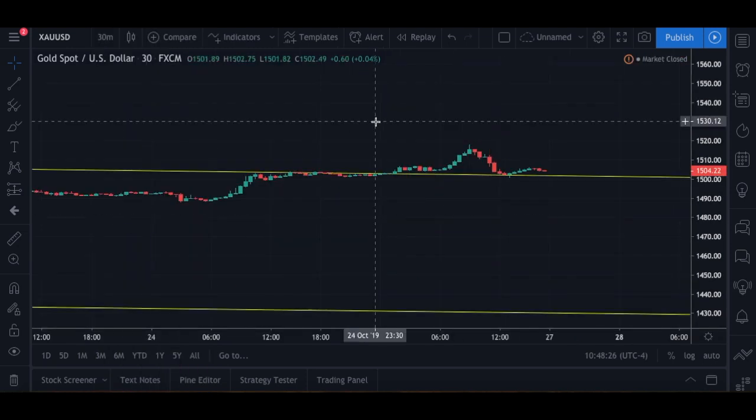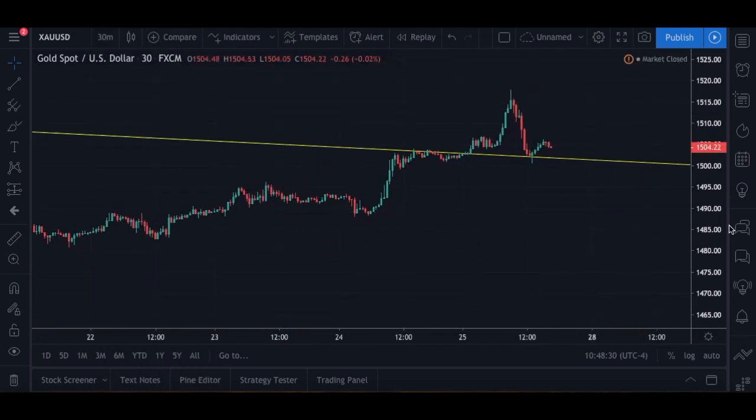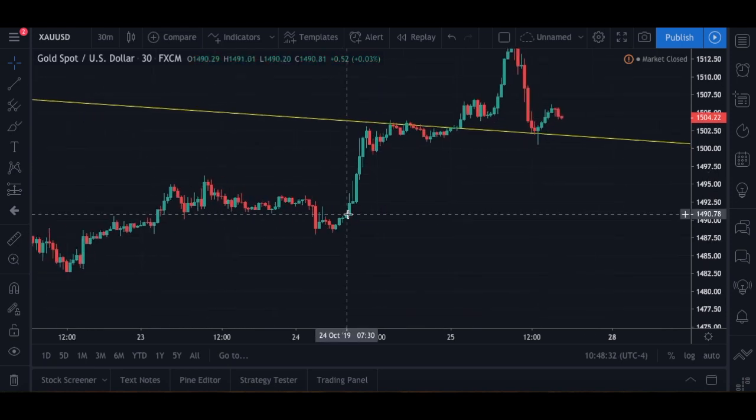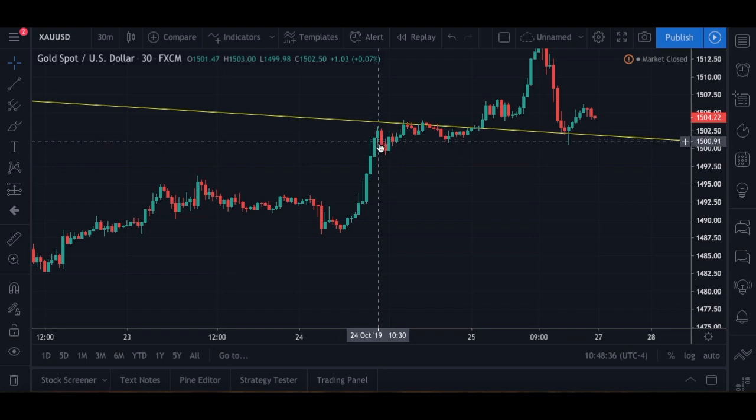But yeah, so let's go down to the 30-minute. Let's just see how much detail. Look at this, look at all this detail. This is amazing to me. So you can really see every candle here on this chart is 30 minutes in time.